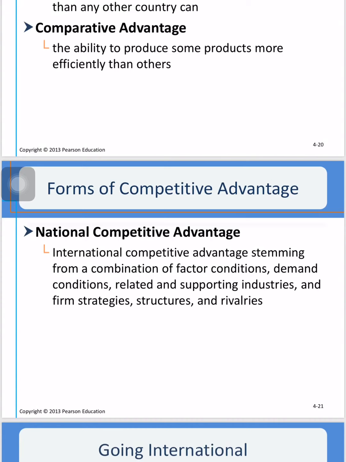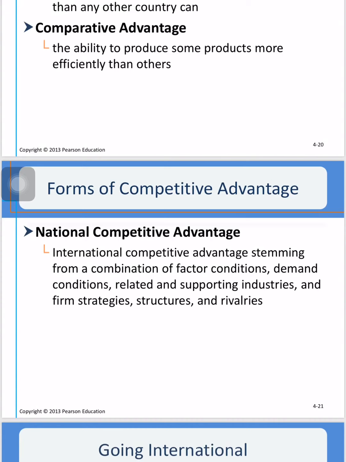Demand conditions reflect a large domestic consumer base that promotes strong demand for innovative products. Related and supporting industries include strong local or regional suppliers and what we call industrial customers.